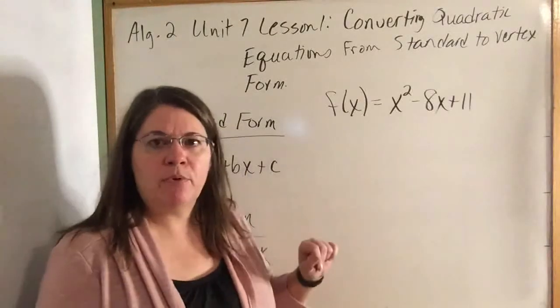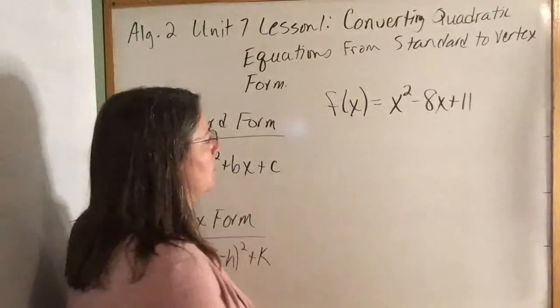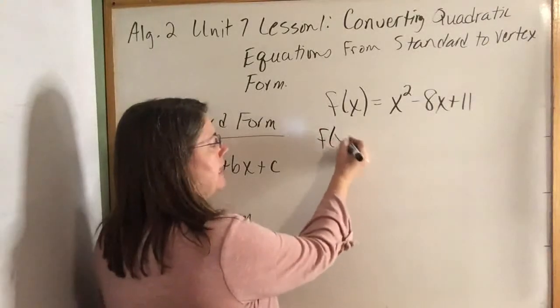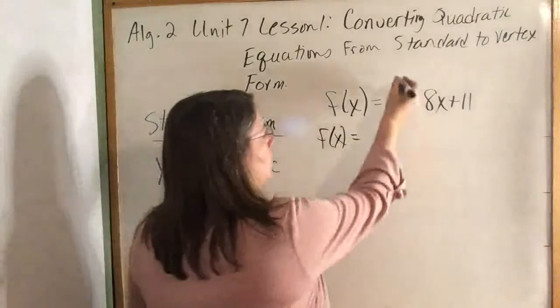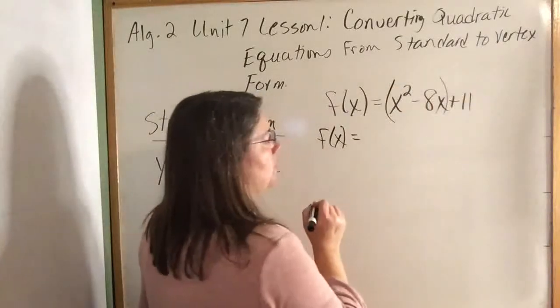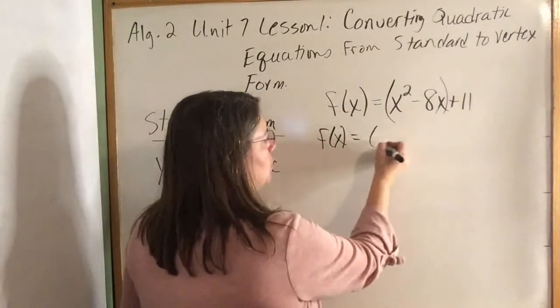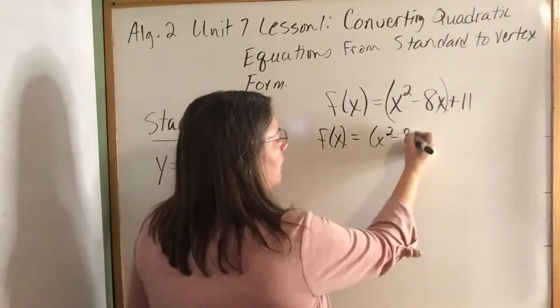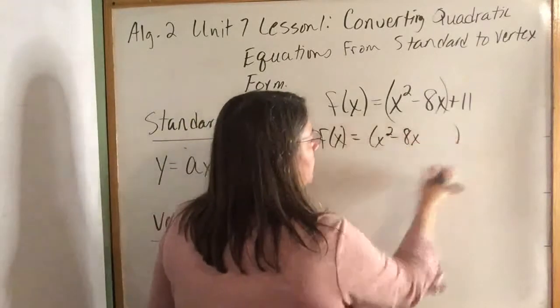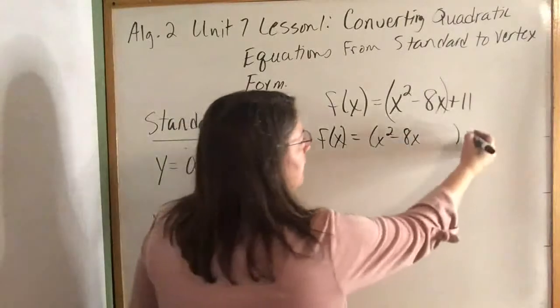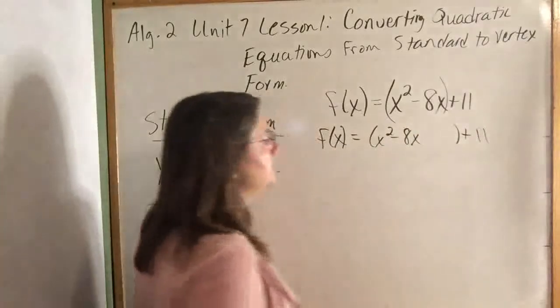Here's another example. We want to put it in vertex form. I'm going to leave the left-hand side, f of x. I'm going to group the first two again. I'm going to rewrite it, leaving a little space for the completing the square, and I'm going to keep the plus 11.